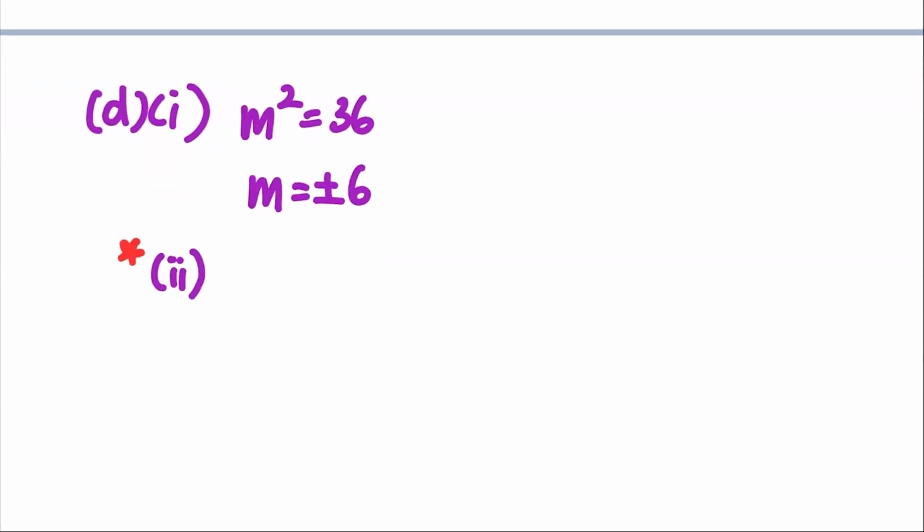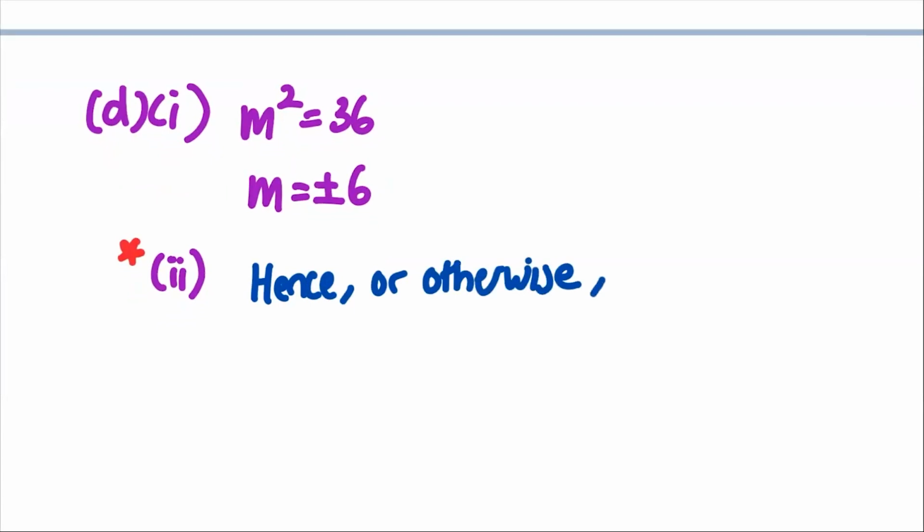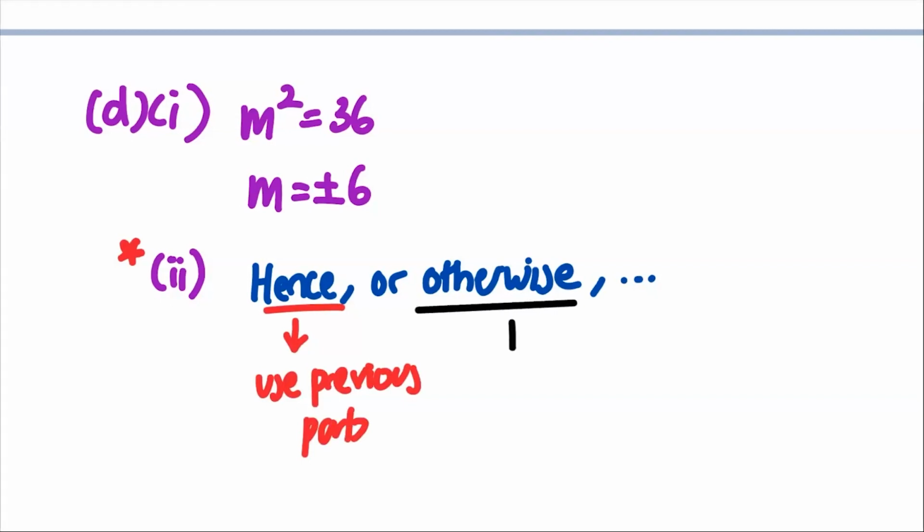The question has these words, hence or otherwise. Now, there is a very big difference between questions that say hence and hence or otherwise. Let me explain the difference. When you see the word hence, it means you need to use previous parts. It's a must, 100% must. If you see or otherwise, this means you may choose an alternative.